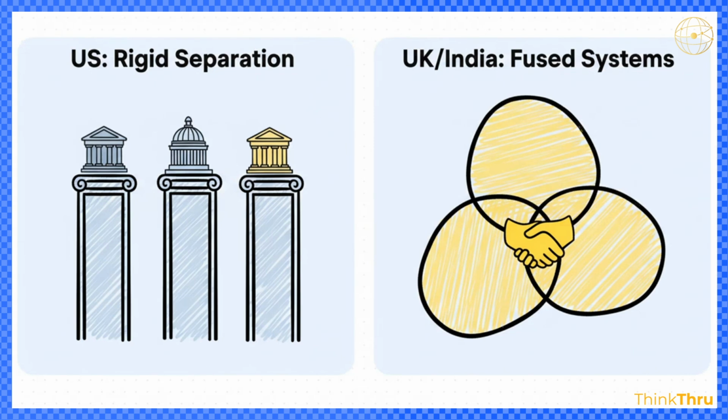On one hand, you've got the rigid model, like in the United States. The Constitution draws these really clear, hard lines. Congress gets legislative power, the president gets executive power, the courts get judicial power. End of story. But then you have looser systems, like in the UK and India, where things are more fused. The executive branch is actually drawn from the legislature, which creates this intentional overlap.